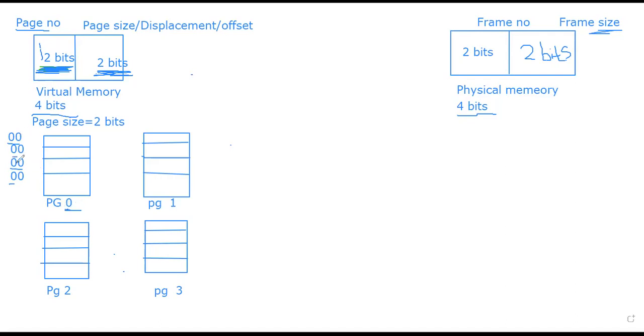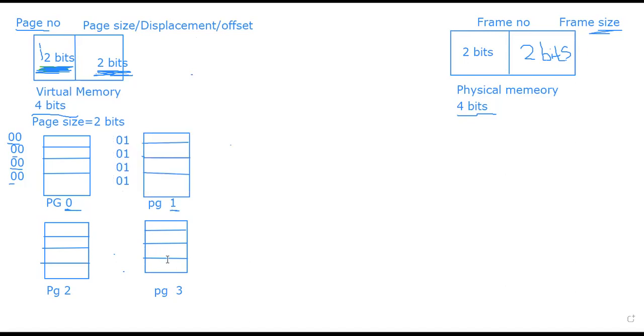So 0 0 0 0 0 0, and this is page 1. How to write decimal 1 in binary using 2 bits? It is 0 1. As we are using 2 bits, it is going to be 0 1. So here it is going to be 0 1. Next one also 0 1, 0 1, 0 1.